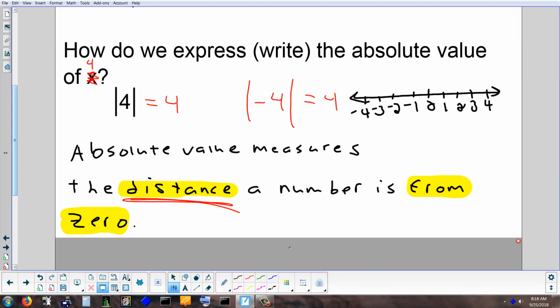And if you looked at it on a number line, here's 4. It's 1, 2, 3, 4 spaces from 0. Same thing here. If I look at -4, it's 1, 2, 3, 4 spaces from 0. Just to see it visually, that's how it works. Okay?